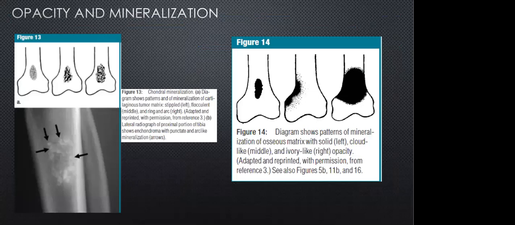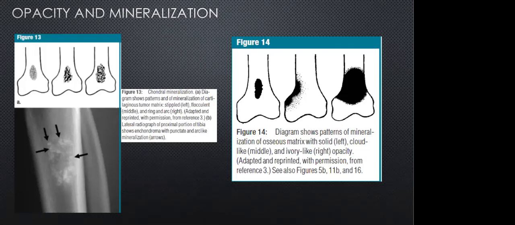Opacity and mineralization. The radiographic opacity of a lesion can also be affected by the mineralization of the matrix. The term matrix refers to the type of tissue of the tumor, such as osteoid, chondral, fibrous, or adipose, all of which are radiolucent, and mineralization refers to calcification of the matrix. Distinction between chondral or osseous mineralization can sometimes be difficult. Some tumors are completely non-mineralized, making a determination of the tissue of origin difficult.